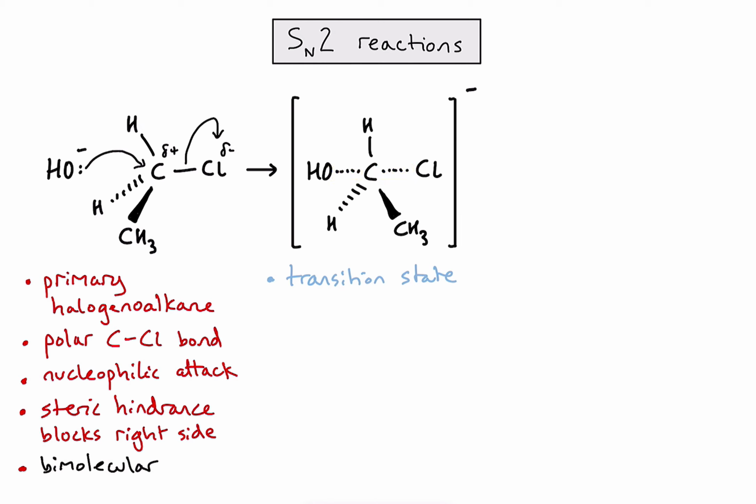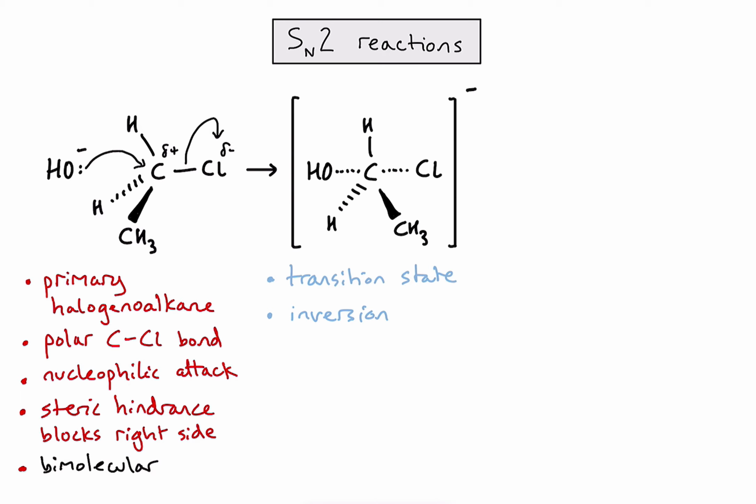Another important term you might come across here is the idea of inversion. So you'll notice, as we've already mentioned, that the hydroxide is always going to join my molecule from the opposite side to the chlorine. So in effect, it's pushing the CH3 and the 2 hydrogens to the opposite side of the molecule to where they were before, like an umbrella being blown inside out. So that process is known as inversion.